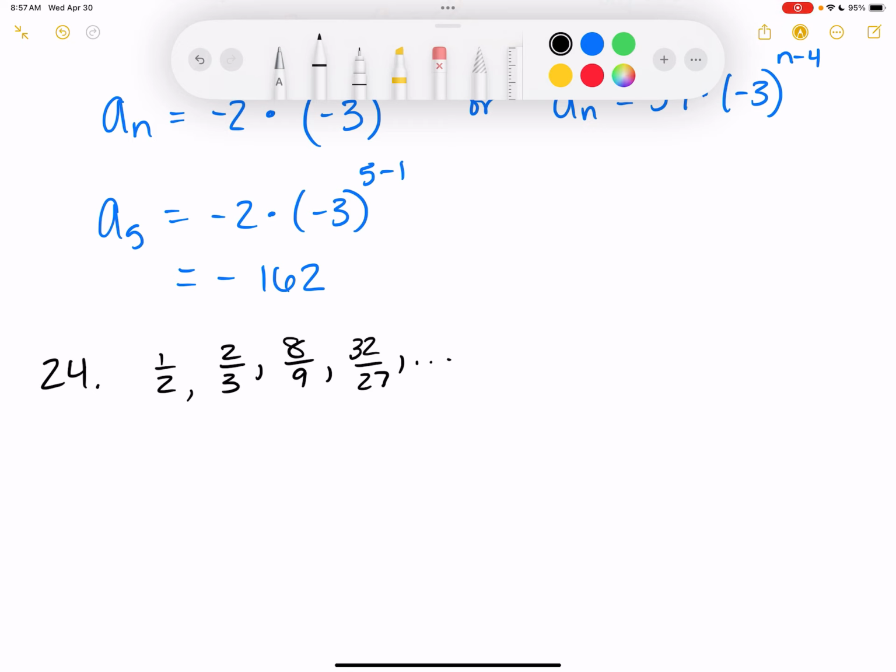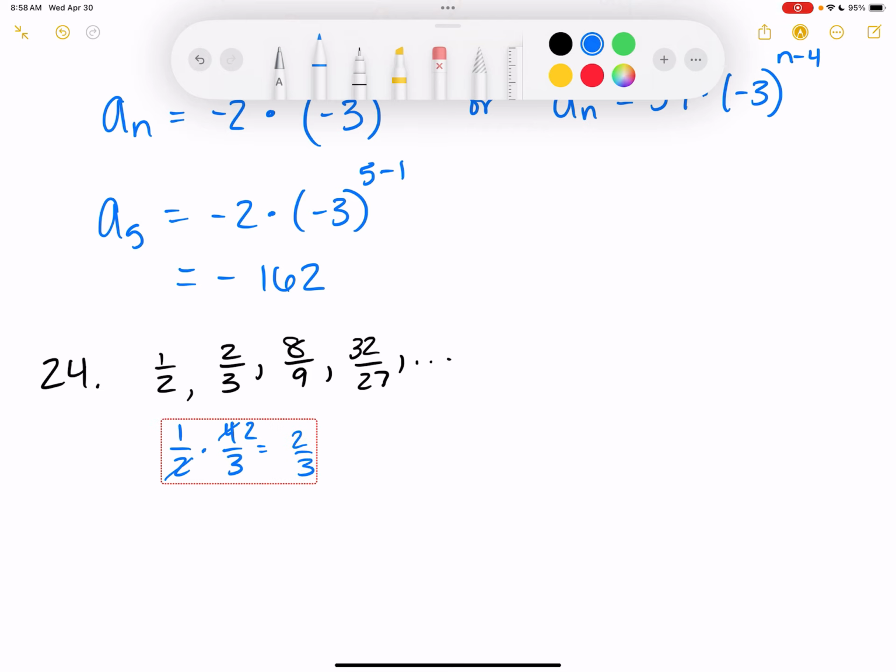I think it's probably easiest to see it between terms 2 and 3, or maybe even 3 and 4. Kind of like disregard these two: what am I multiplying by to get from 8 over 9 to 32 over 27? I'll tell you it's a fraction. 4/3. And the way I can go back and check that is 1/2 times 4 over 3. 2 cancels with 4, and that becomes 2, so that gives me 2/3, which is the next term.